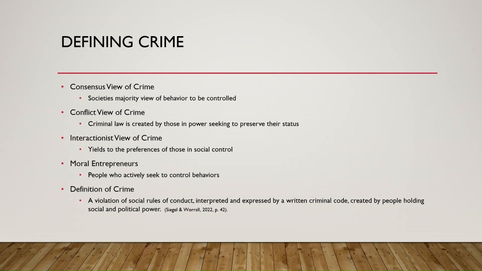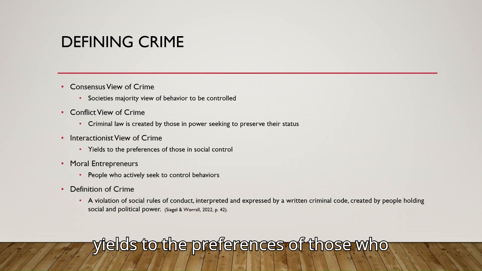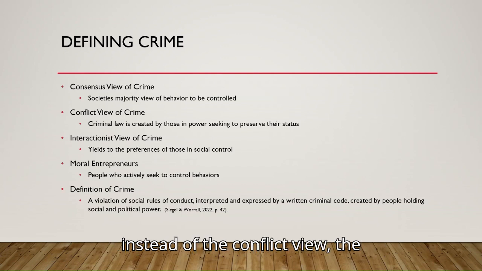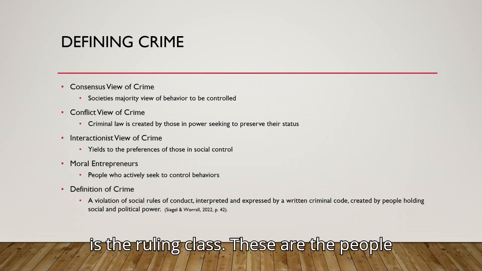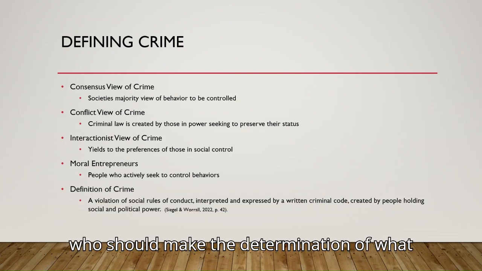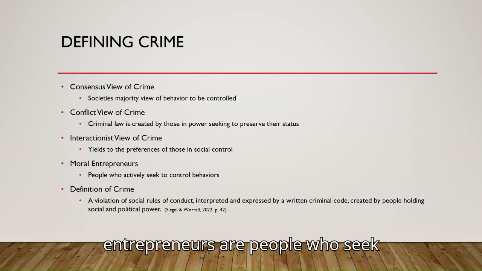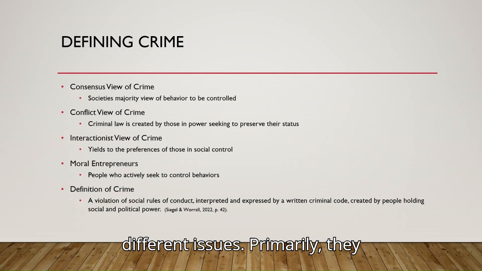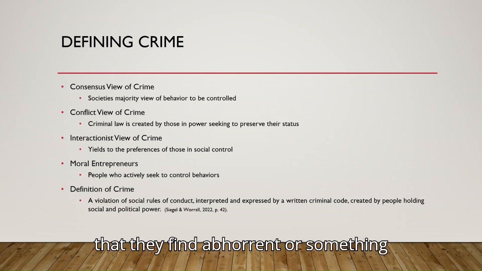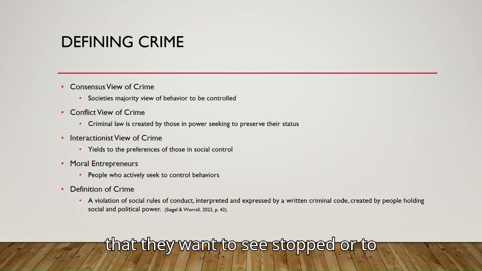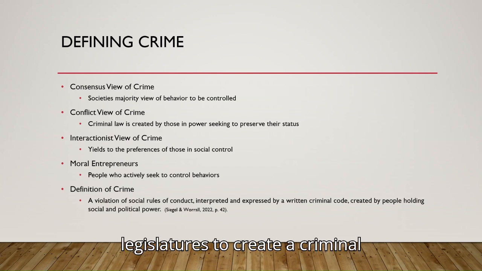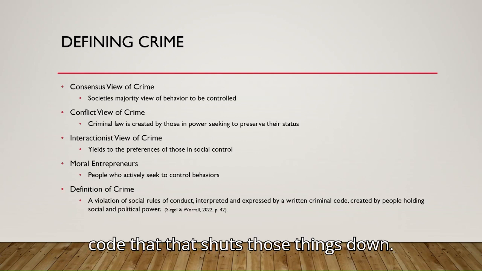The interactionist view yields to the preferences of those who are in social control. So, in other words, instead of the conflict view, the interactionist view says, okay, this is the ruling class. These are the people who should make the determination of what is and what is not illegal, and we should follow them. Moral entrepreneurs are people who seek to control behavior. So we see moral entrepreneurs related to numerous different issues. Primarily, they are social issues that they find abhorrent or something that they want to see stopped, and they act in a manner to influence our legislatures to create a criminal code that shuts those things down.